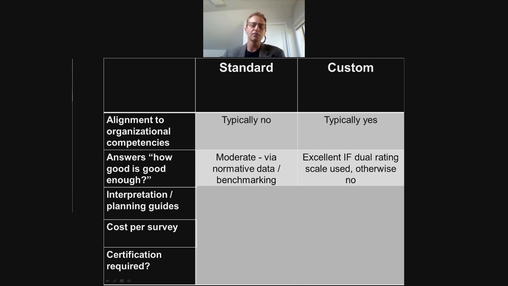Dual rating scale means that if I'm answering somebody's 360 and a behavior is listed, it will basically ask, to what extent does the person do this behavior? And given their role, to what extent should they be doing this behavior? And then it gives me a gap score. So it's asking every reviewer to individually benchmark the person they are reviewing. And you get very easy to understand data with that, and it totally answers the basic question of how good is good enough.